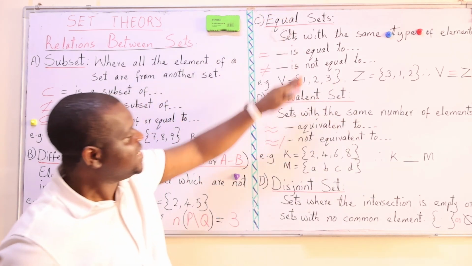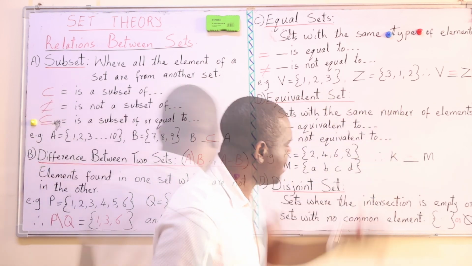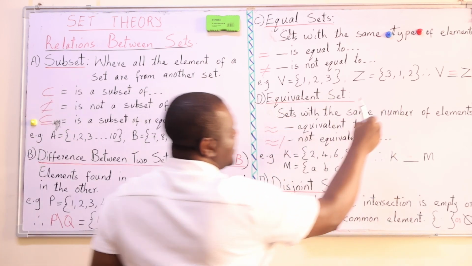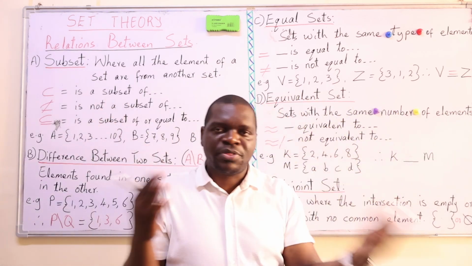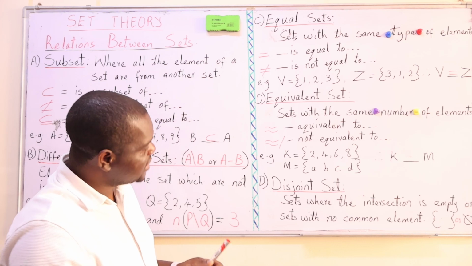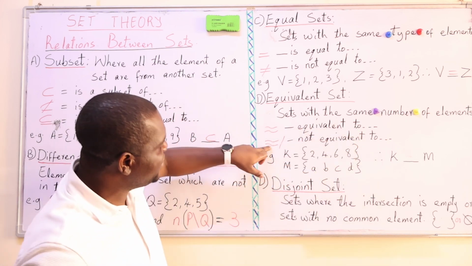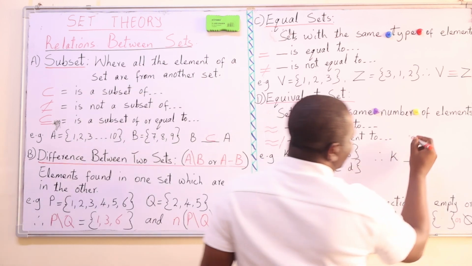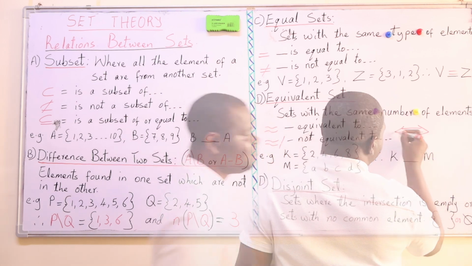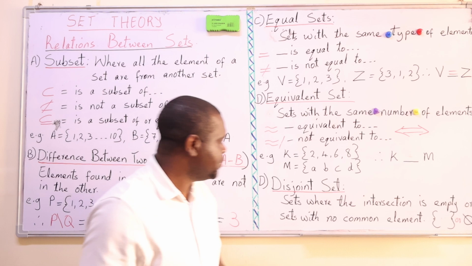Unlike equal sets, equivalent sets are sets with the same number. I want to highlight that as well. The same number of elements in both sets. Let's look at the symbols used. If you find this, it means it's equivalent to, and if you find this, it means it's not equivalent to. Others equally use this sign for equivalence. So if you find this as well, it means the set is equivalent to.